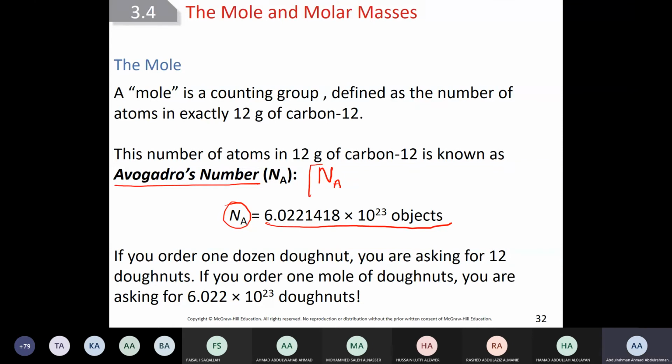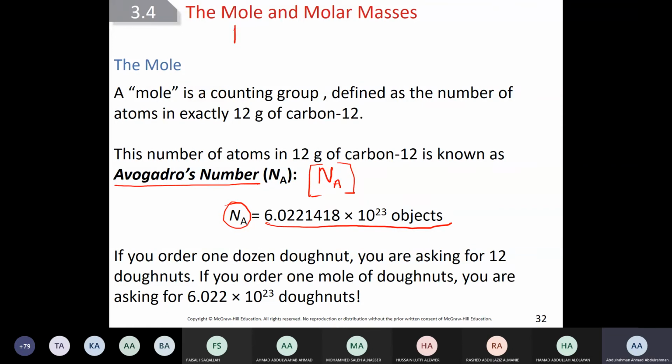What's this symbol? Avogadro's number. Avogadro's number. Is this clear? Okay. The Avogadro's number is the definition of a mole.